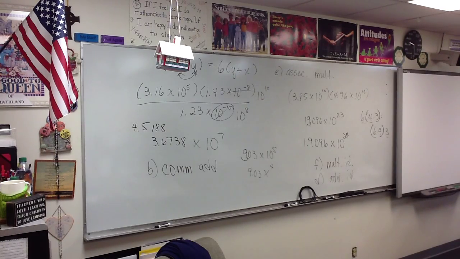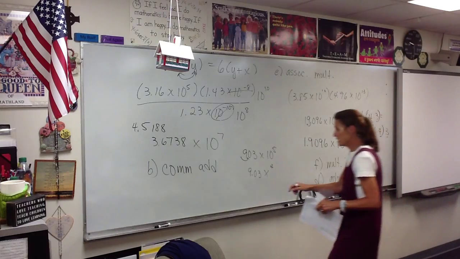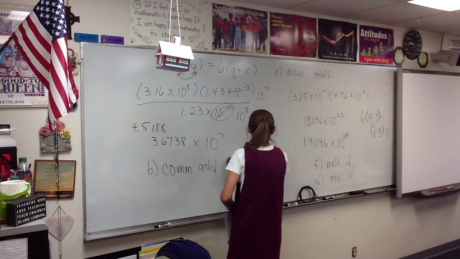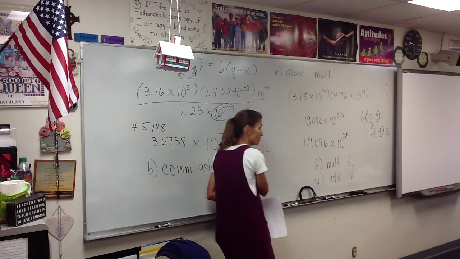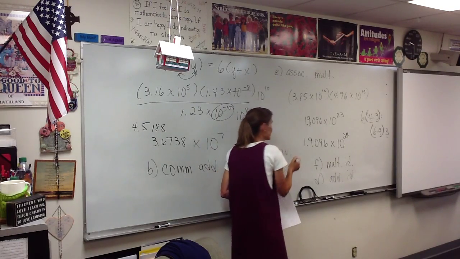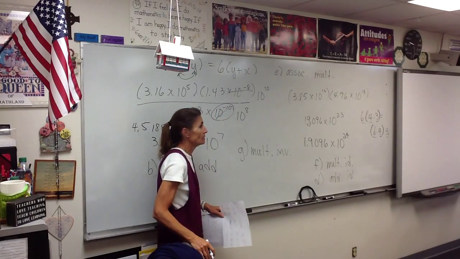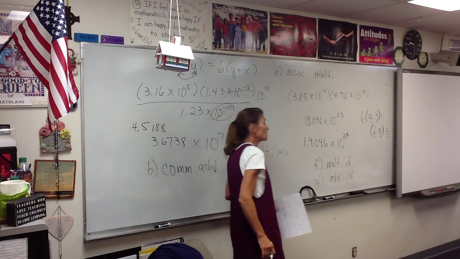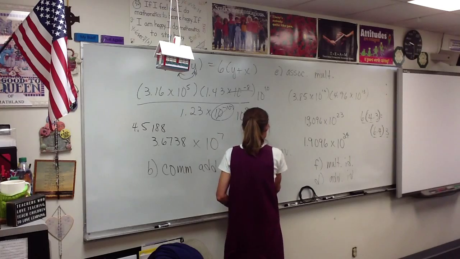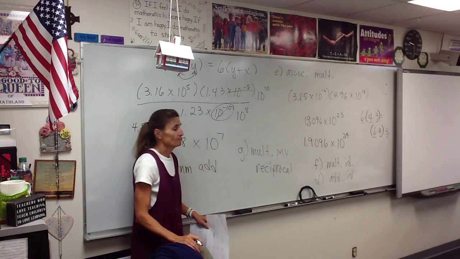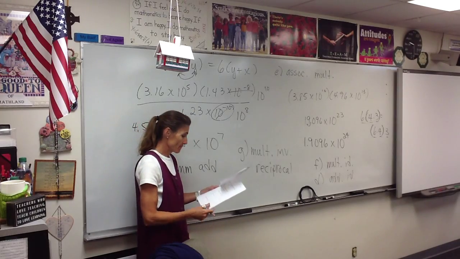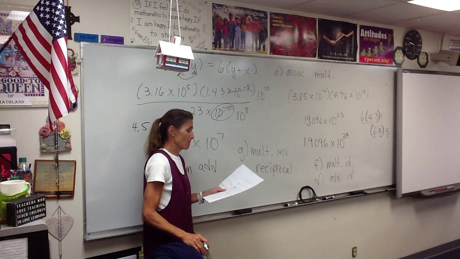Which one? Multiplication. G is the multiplicative inverse. You are multiplying, that's why it's multiplicative, and you're canceling, that's why it's inverse. If you're using reciprocals, it's the multiplicative inverse. And what about H?